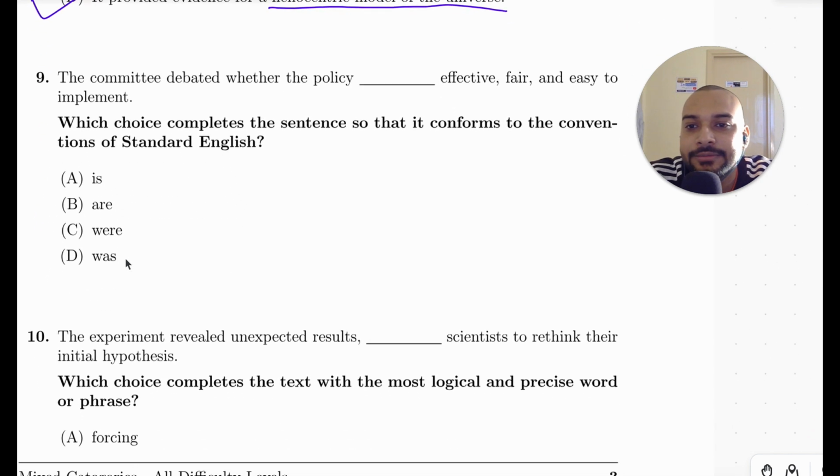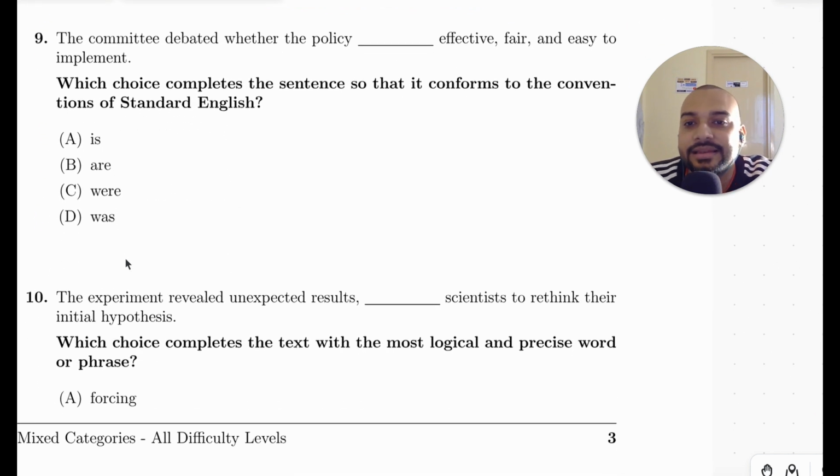Question number 9. Which choice completes the sentence so that it conforms to the conventions of standard English? Let's look at the blank. It's right here. Let's read the idea before and the idea after. The committee debated whether the policy dash effective, fair, and easy to implement. So the committee debated. The tense is past. They debated whether the policy, this is the subject, a singular subject, not plural. So use the verb form that is singular.